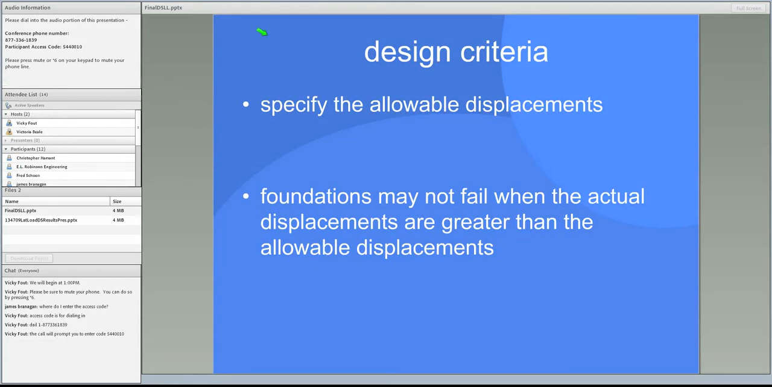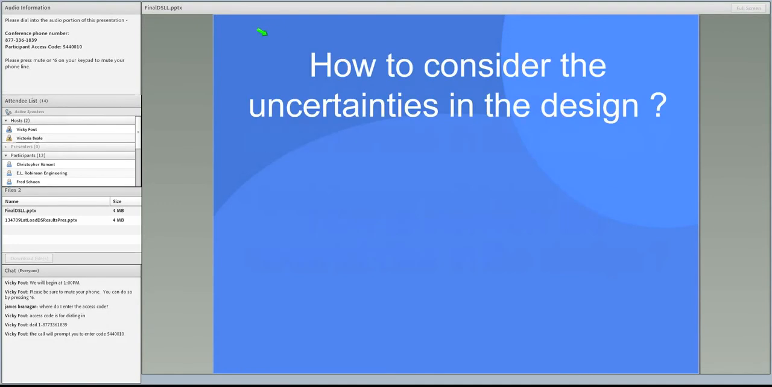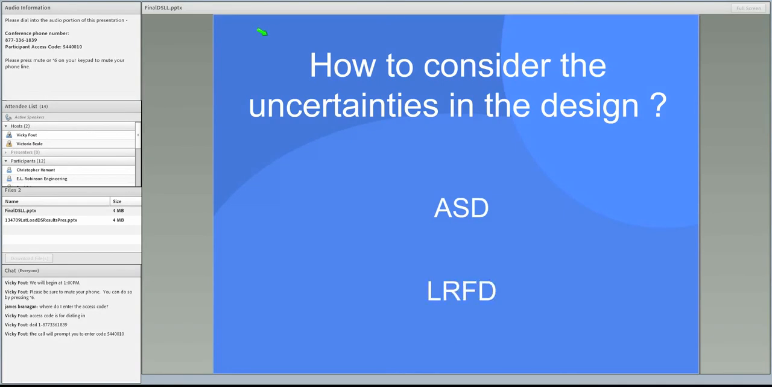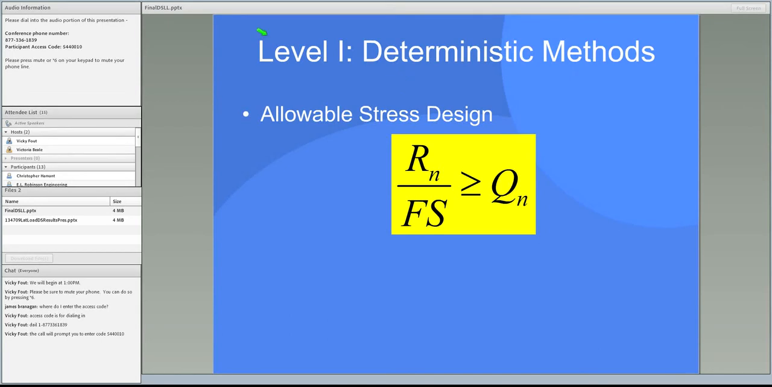Now, how can we accommodate the uncertainties in the design process? First, we had ASD, and now we are using LRFD. ASD is a deterministic method. Here's the equation for ASD. The nominal resistance divided by a factor of safety should be greater than the nominal load effect. The good thing is that it's easy to implement ASD, and it is conceptually simple.